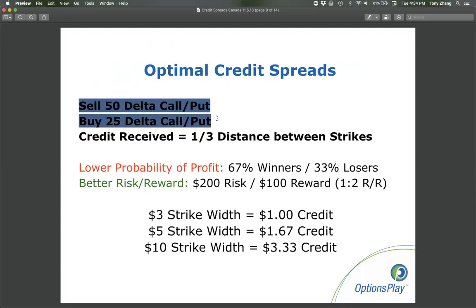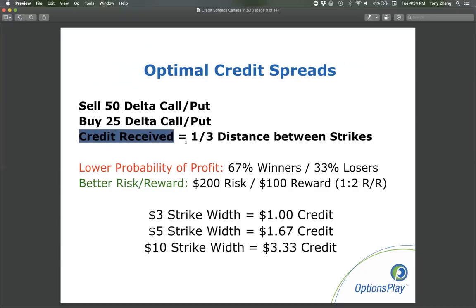And for those of you that are not familiar with deltas, or maybe are not looking at an option chain, another way that we've noticed to characterize the optimal credit spread is that the credit you receive should be roughly 1/3 the distance between the two strikes. So if the strike distance is $3, you should roughly collect about $1. If the distance between the two strikes is $5, you want to collect roughly $1.67, and so on. So if you have a $10 strike width, you want to collect roughly $3.33.